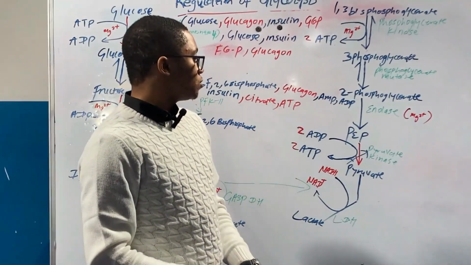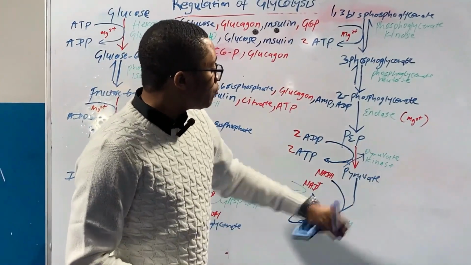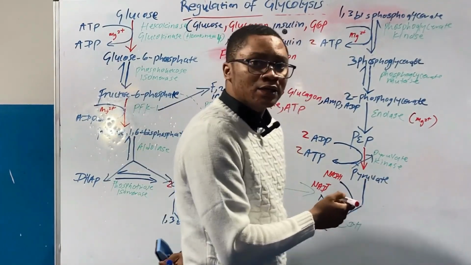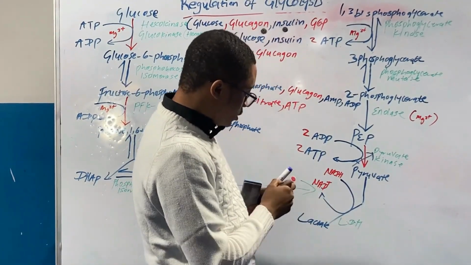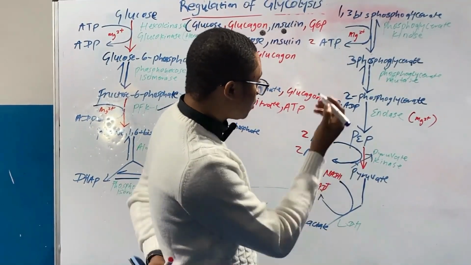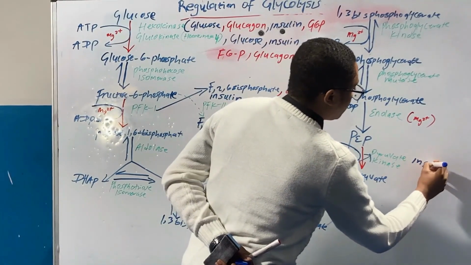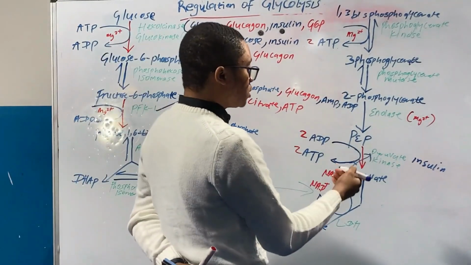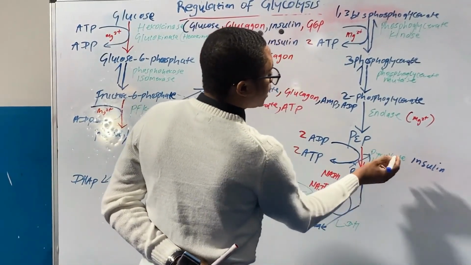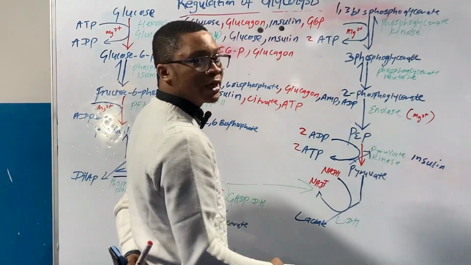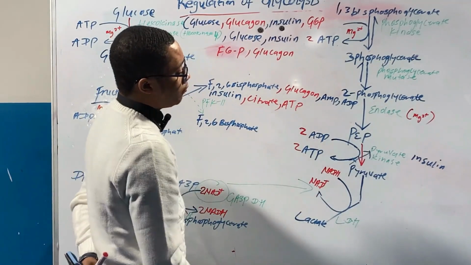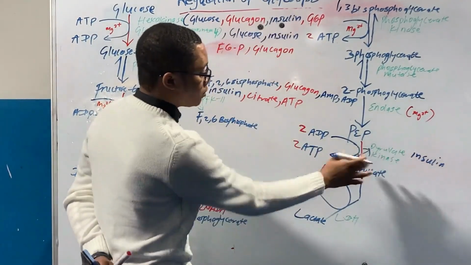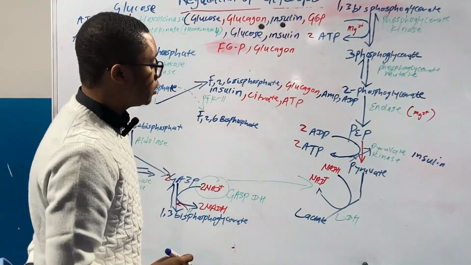Then let's move to the last enzyme here, pyruvate kinase. Pyruvate kinase is stimulated by insulin also. Remember, insulin stimulates pyruvate kinase because since there's a lot of glucose in the human body, insulin will be released, and insulin increases the activity of this enzyme, making it phosphorylate phosphoenolpyruvate into pyruvate. So insulin activates or stimulates it.